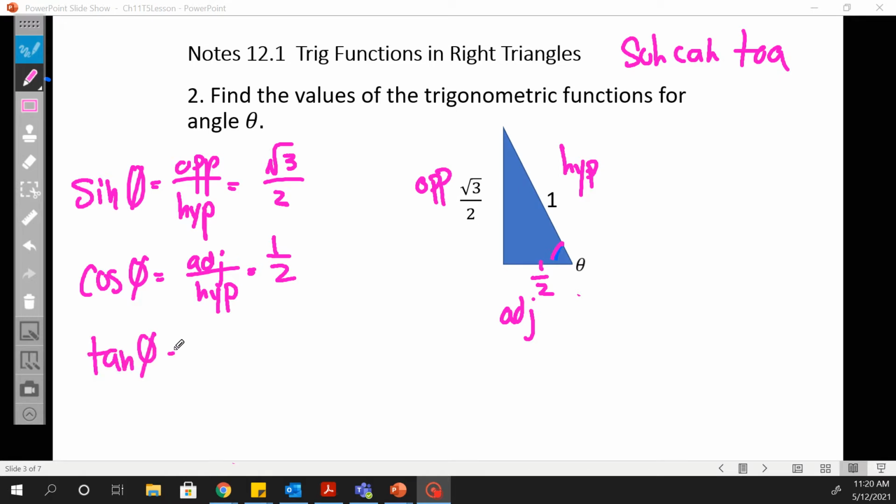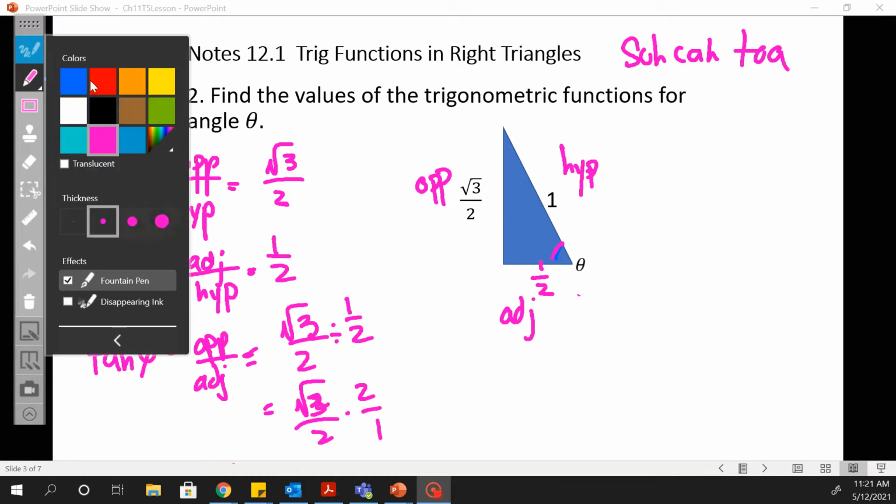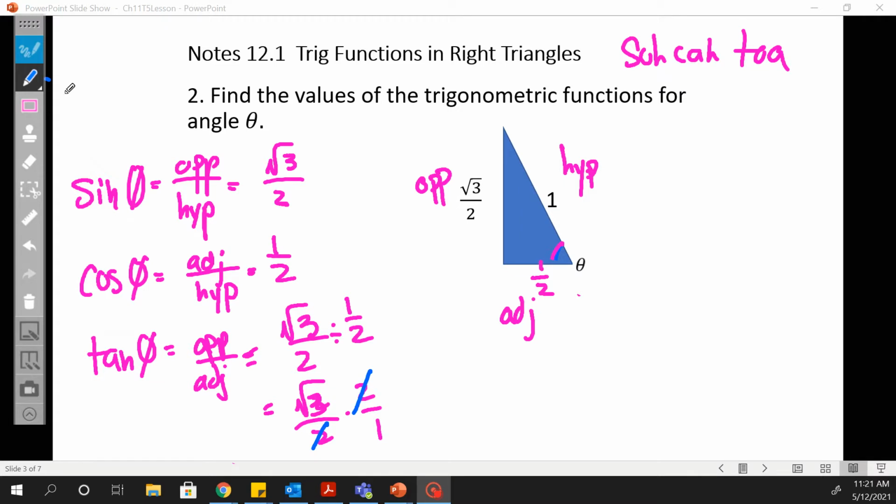And then tangent theta, that's opposite over adjacent. So the opposite side, square root 3 over 2, divided by the adjacent side. I'm actually going to write it this way. Instead of putting it over 1/2, I'm just going to put divide by 1/2. And that's going to remind me that I need to multiply by 2 over 1. The factors of 2 in the numerator and denominator cancel. So that's just the square root of 3 over 1, which is the square root of 3. So tangent of theta here is the square root of 3.